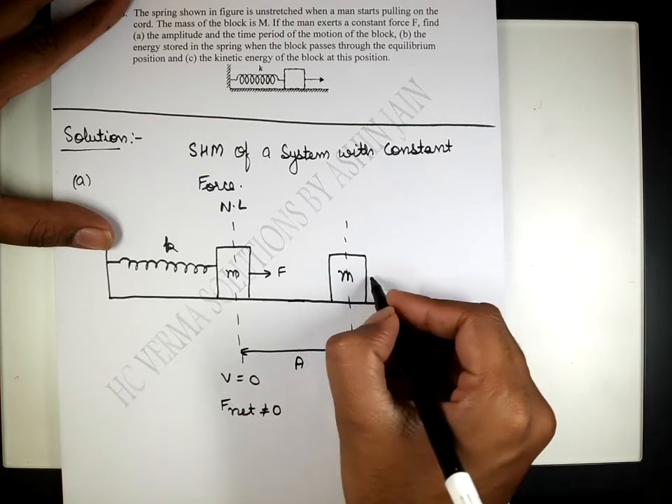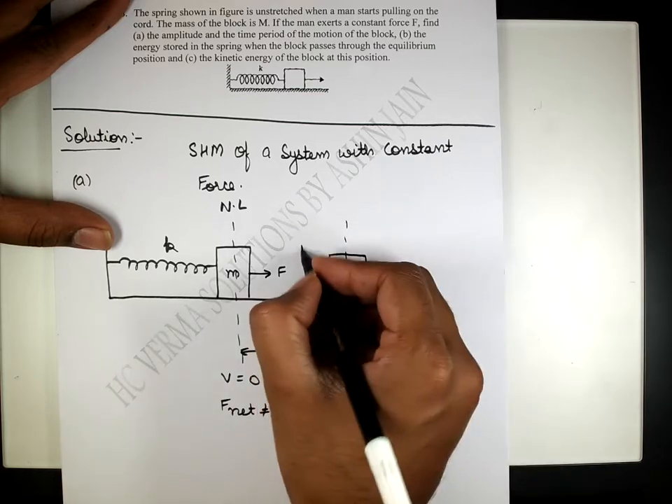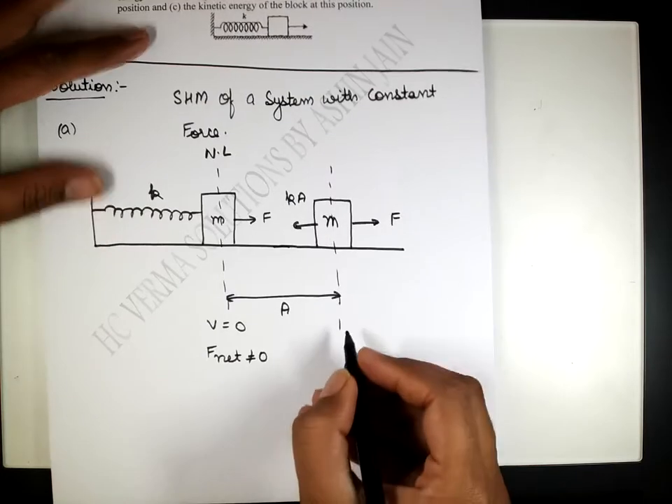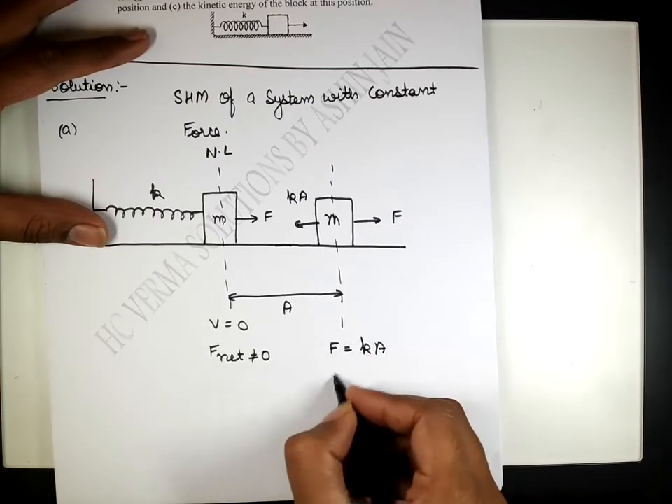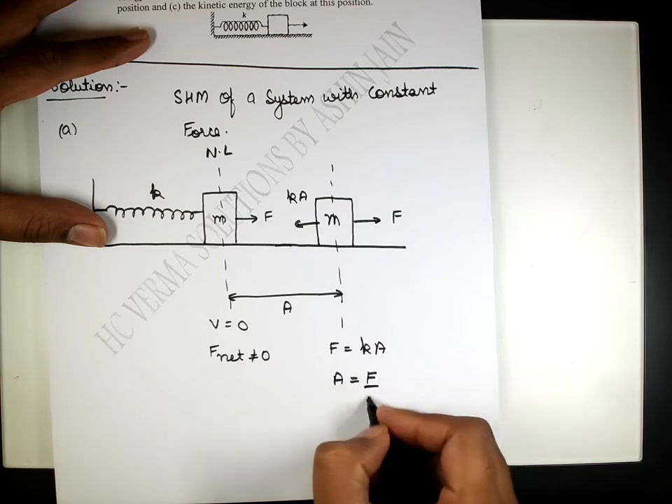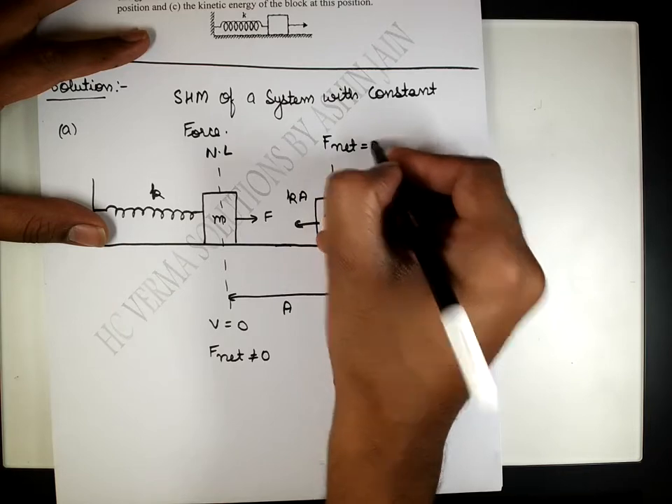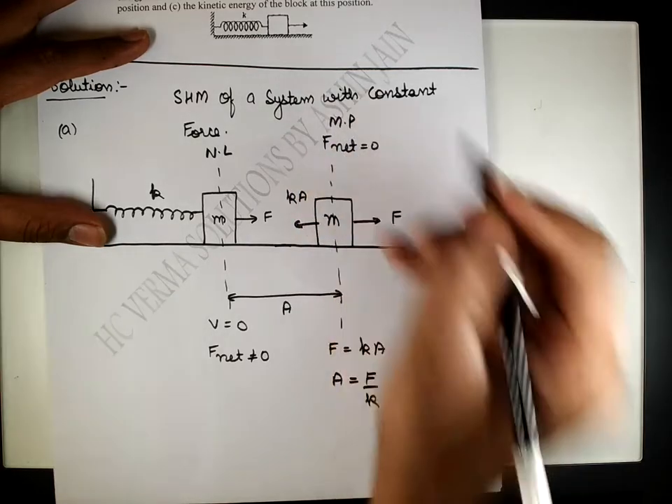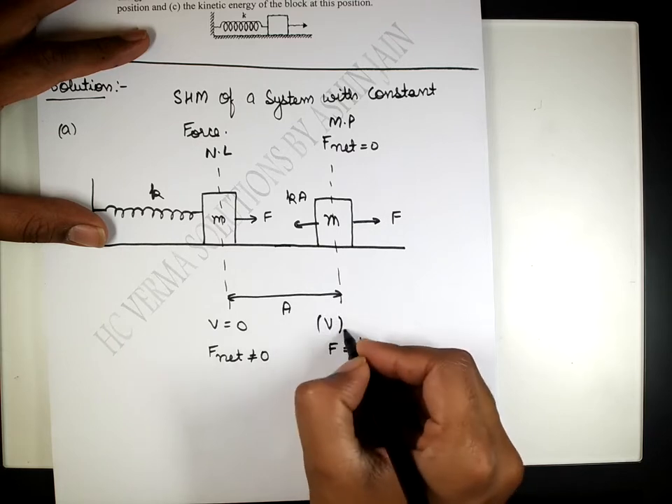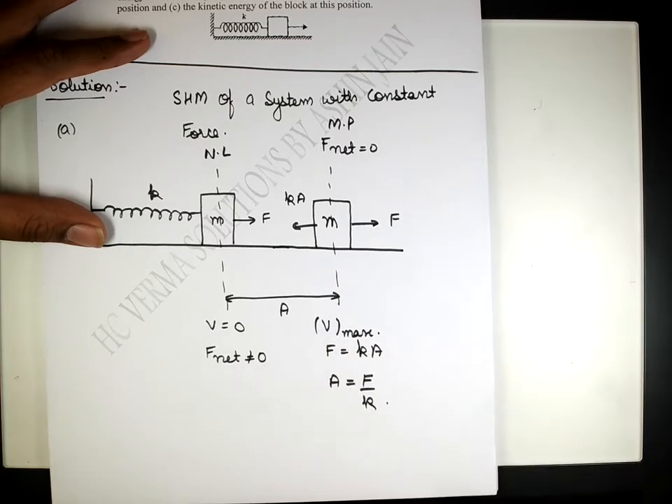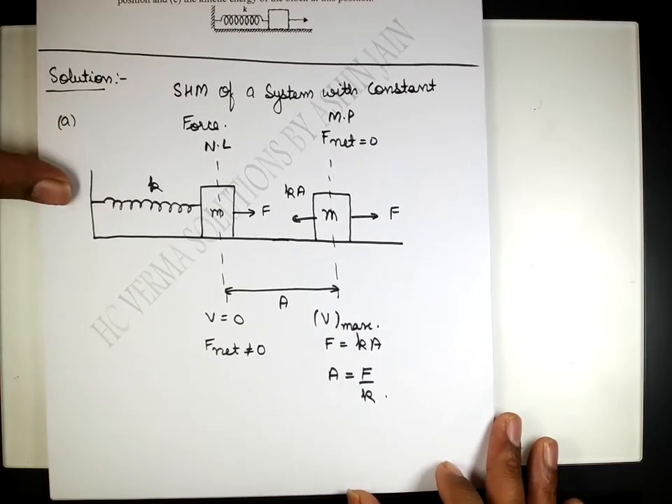particular position, the particle will face a force of F in the forward direction and a force of Ka in the backward direction, such that force F can be stated as equal to Ka, or A can be stated as F by K. At this particular position, F net would be equal to 0, so this particular position becomes the mean position. And if this is a mean position, velocity over here would be maximum, which actually gives us a lot of detail about this particular position.